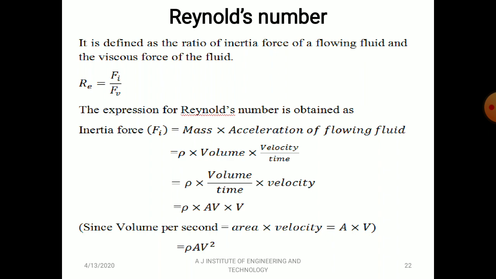So rho into volume into velocity divided by time. Just rearrange: rho into volume divided by time into velocity. As we all know, volume divided by time is meter cube per second, that is the unit of Q. From the continuity equation for incompressible fluid, Q equal to AV. So you can replace volume by time with AV, that's the area into velocity. So that is equal to rho into AV into V. Since volume per second is Q equal to area into velocity, AV into V becomes rho A V square. This is very important. I already told about this thing in Mach number.